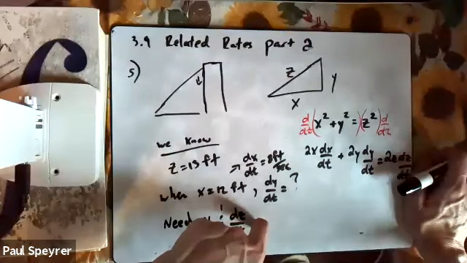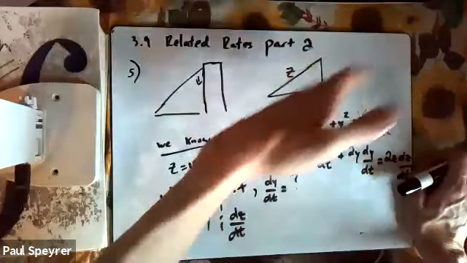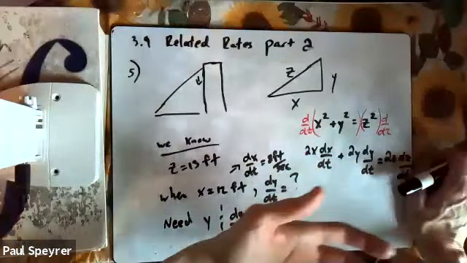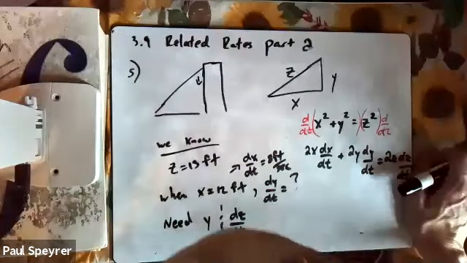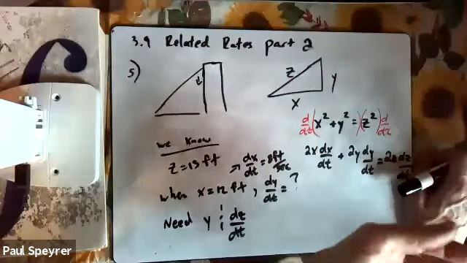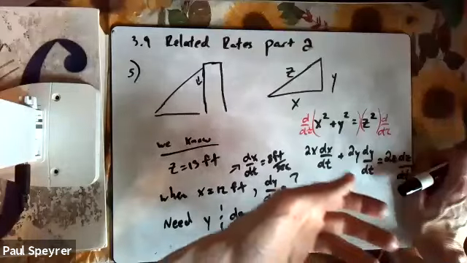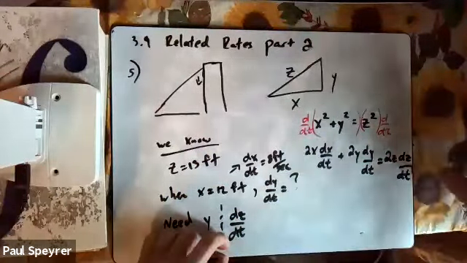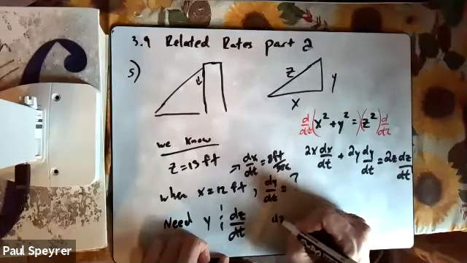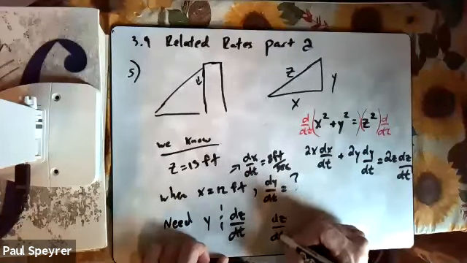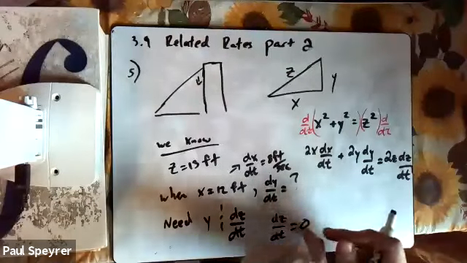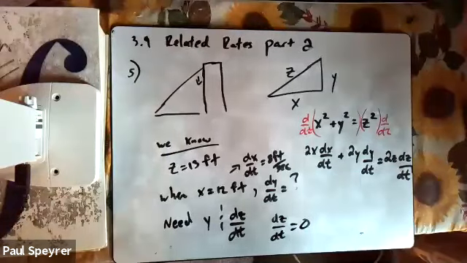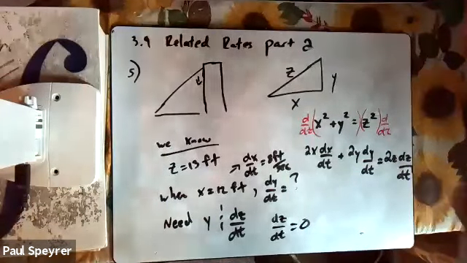Well, let's think about it for a second. Is the length of the ladder ever changing? Like, are pieces of it getting cut off, or are pieces being added to it at any point in time? No, the length of the ladder is always fixed. So if the length of the ladder is always fixed, it has no change in its length. If it has no change, then dz/dt is equal to 0. Again, why? Because the ladder is never increasing or decreasing in this problem. All right, so that's equal to 0.